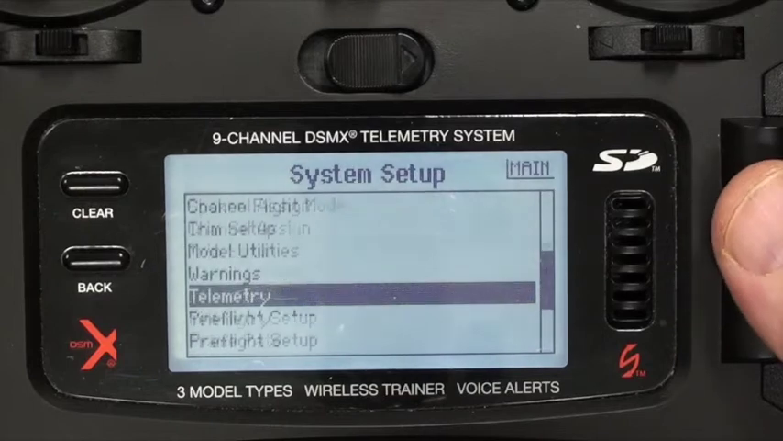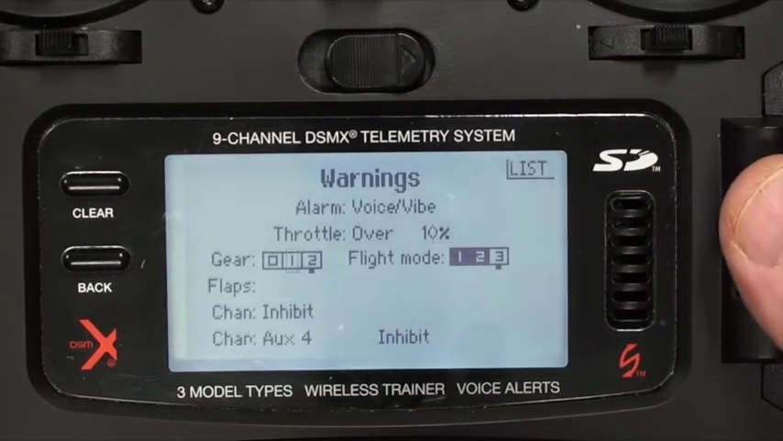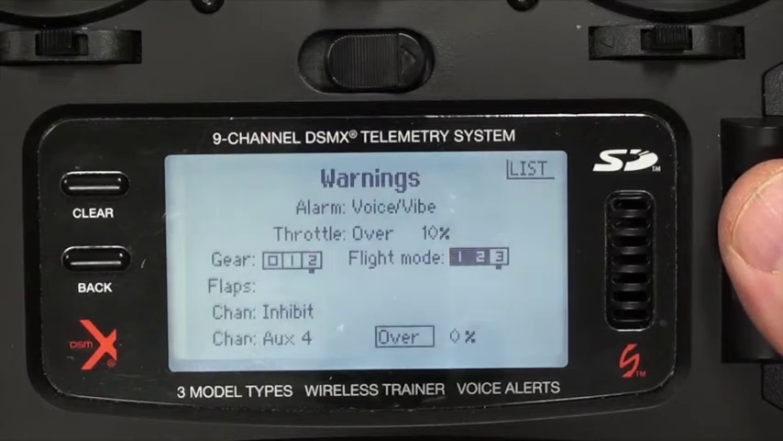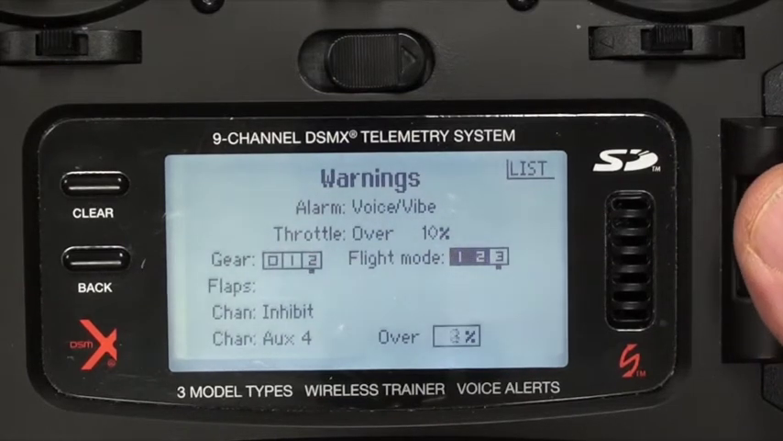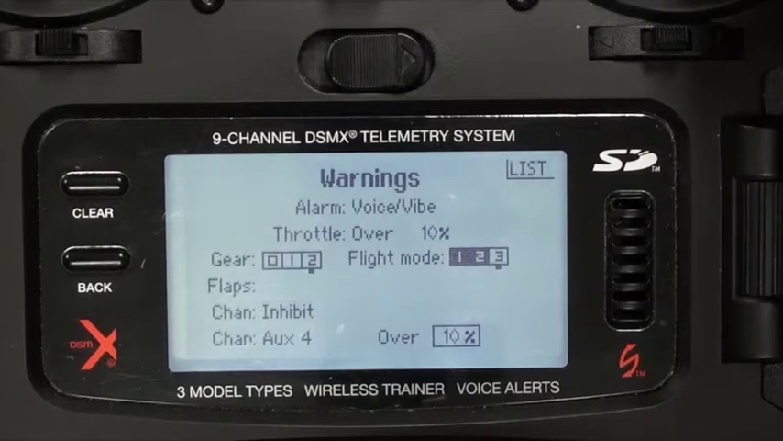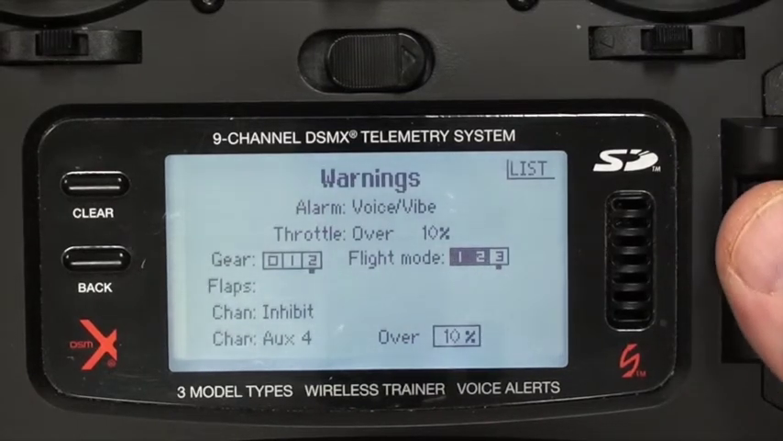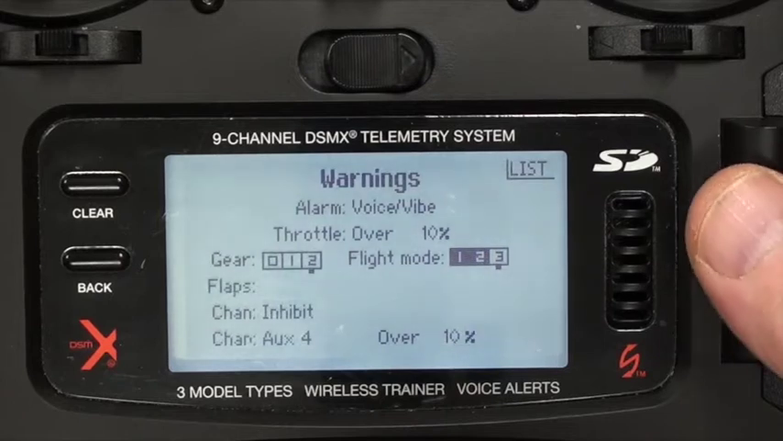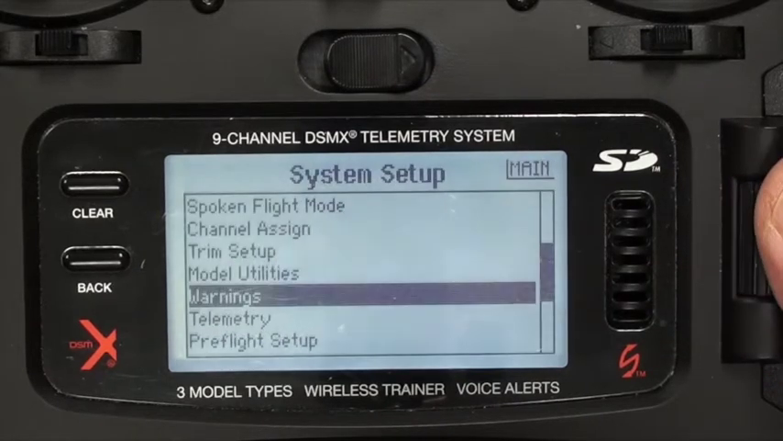come down to the warnings. Okay, and so the warning is going to be over 10%. So if you turn the radio on and that switch is not in the over 10% position, then it'll give me a warning. And so that's throttle cut.